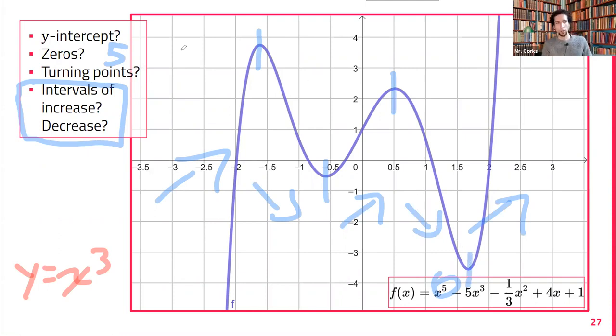And then based on that, the turning points, here we have maximum, minimum, maximum, minimum, 4 turning points. The exponent is 5, so 5 minus 1, maximum 4 turning points. And there are more things too that we can notice, but we kind of need to talk a bit more about calculus to be able to understand inflection points. So lots of patterns.